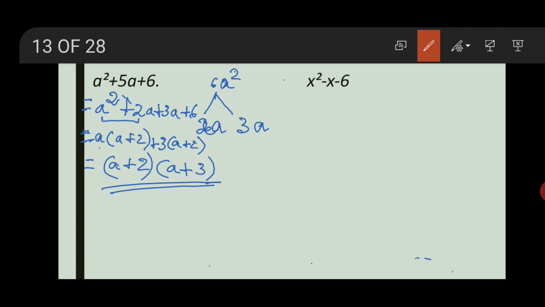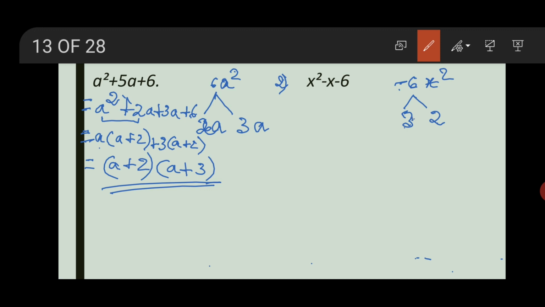Again, one more problem. X square minus x minus 6. Write the product of first and last term. It is minus 6x square. Now on multiplication, which numbers do you get 6 as the product, and since it is a negative sign here, difference as 1? 2 threes or 3 twos are 6, 3 minus 2 is equal to 1.